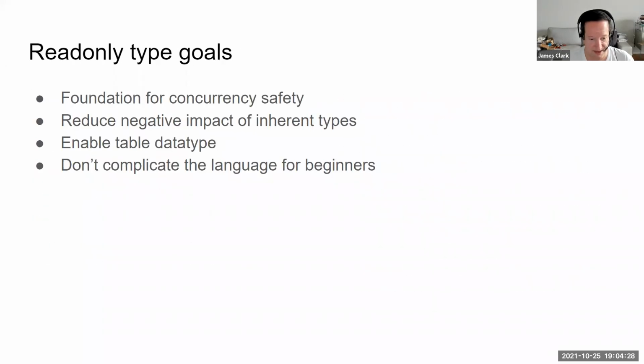So the next thing I want to talk about is, we've had mutability. We also have a way of saying that something isn't mutable, and this is our read-only type, which I want to go into depth on because I think it's quite interesting. What read-only does for us is really three things. It's the foundation on which we build the concurrency safety features of the language. It reduces some of the bad stuff we've seen from inherent types, and it enables our table data type. And we want to do this without complicating the language for beginners. So we don't want something where this shows up in a beginner's use of the language.